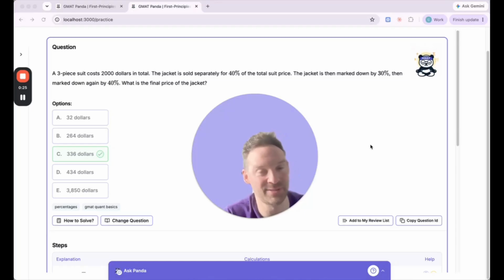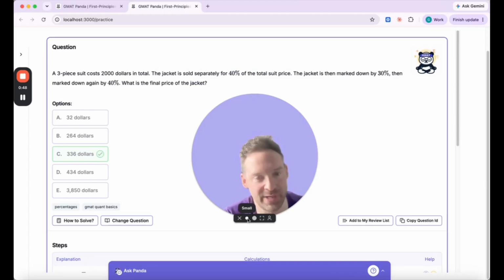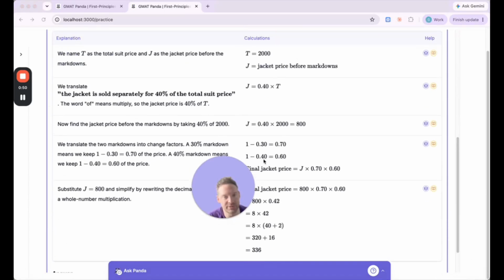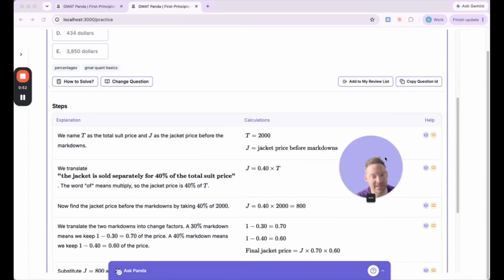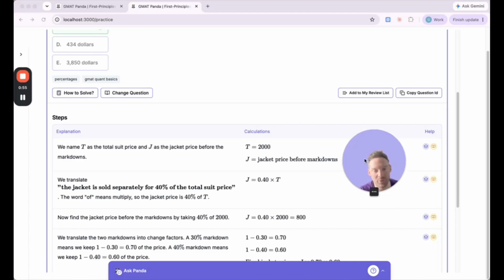Right, let's jump back to the initial question and see how to solve that. So we know that we have a three-piece suit that costs $2,000, and we know that the jacket can be sold separately for 40% of the total suit price. So the first thing we're going to do is calculate what the price of that jacket is before we do the markdowns.